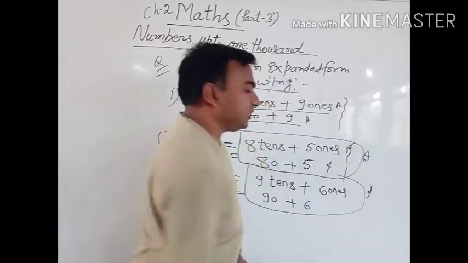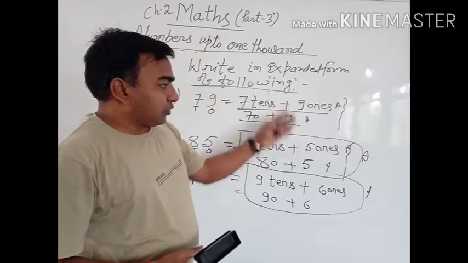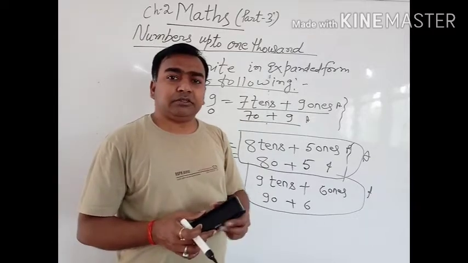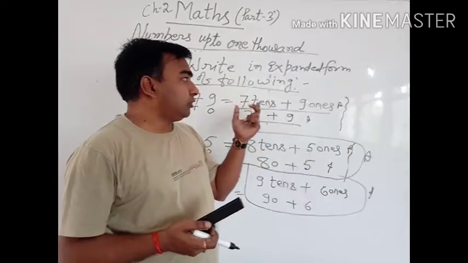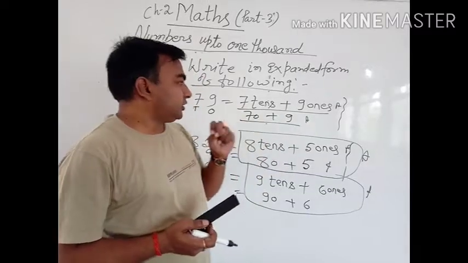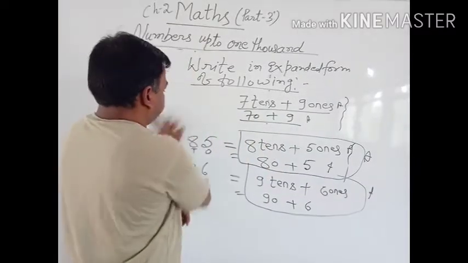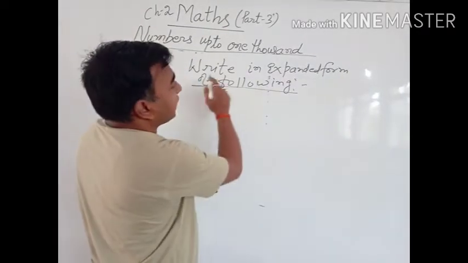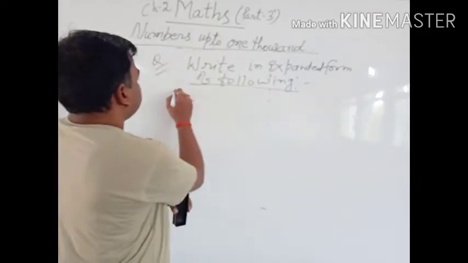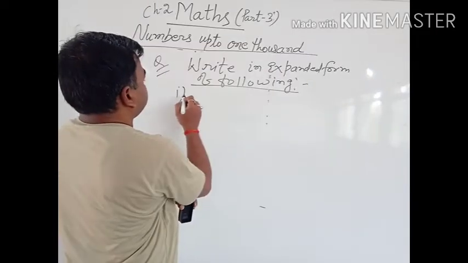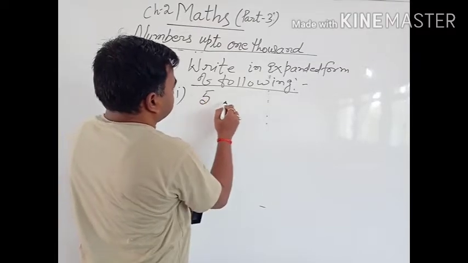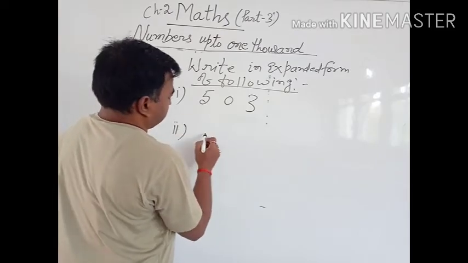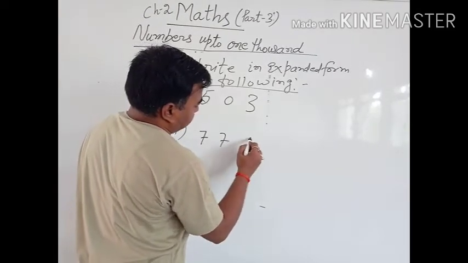Okay. So students, in this video we have discussed the expanded form of 2 digit numbers. Now after this we will discuss how to write the expanded form of 3 digit numbers. For example, 503, 776.